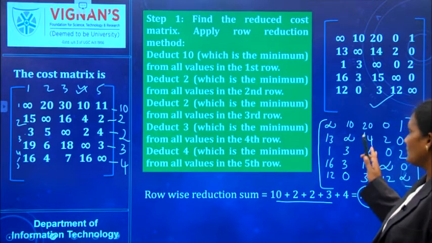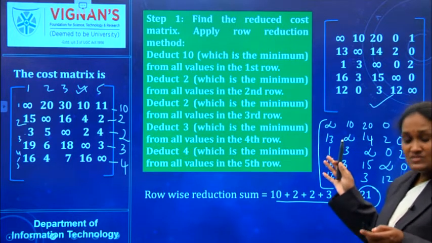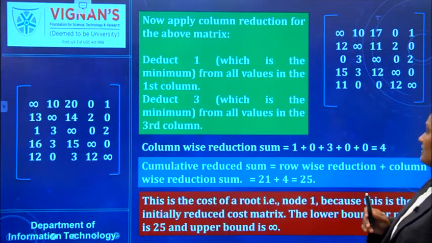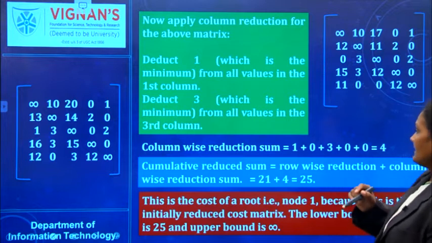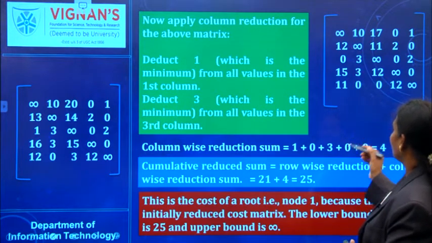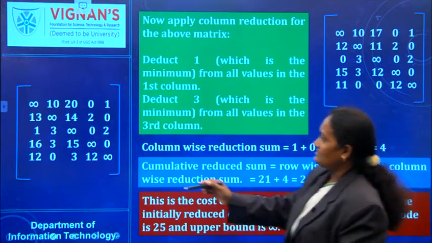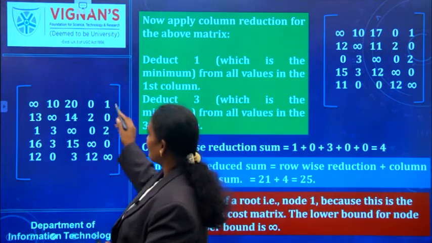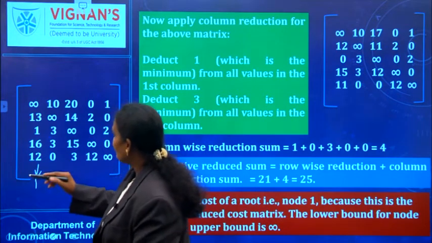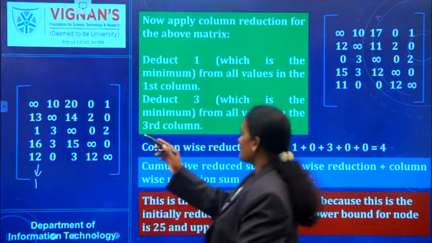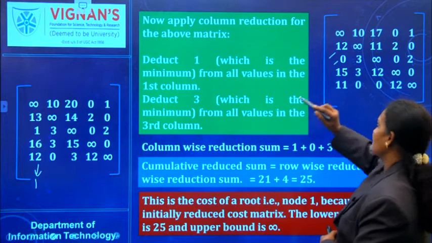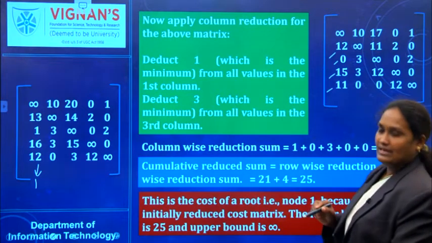So first we get the row reduced matrix. On this we need to apply column reduction. Let us see column reduction. Let us see the first column. This is the row reduced matrix we got earlier. Now in the first column, what is the minimum element? 1. Now by subtracting 1, what we get is 12, 0, 16 minus 1 is 15, 12 minus 1 is 11.